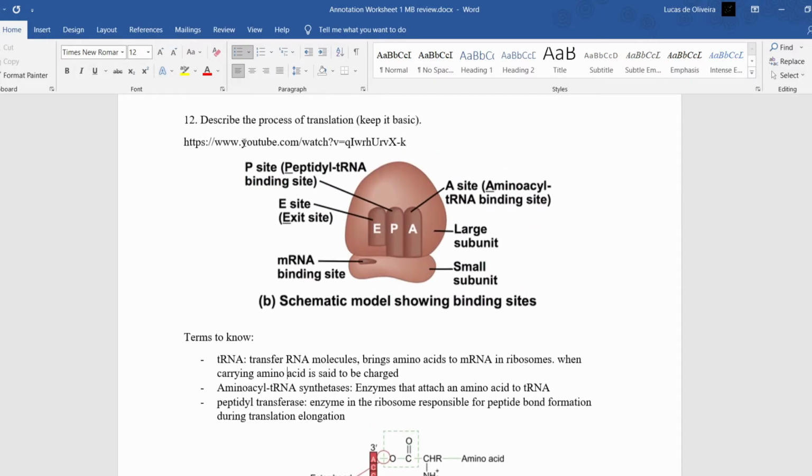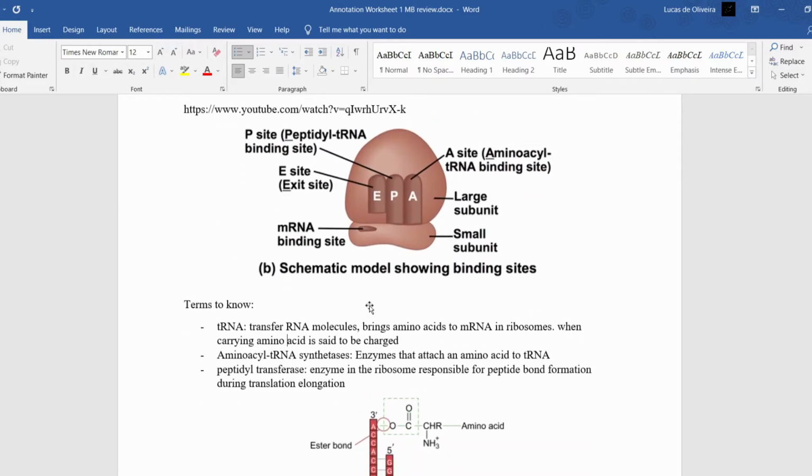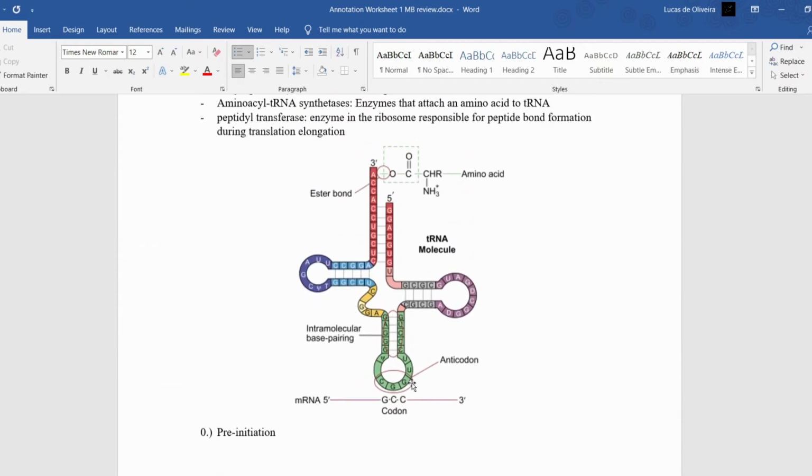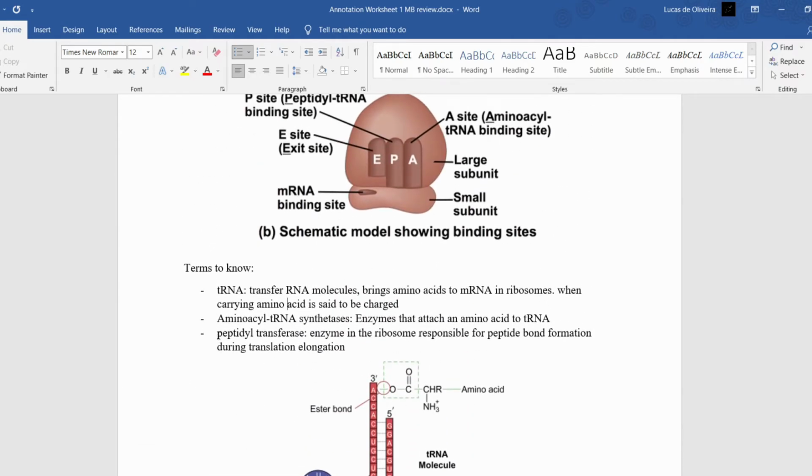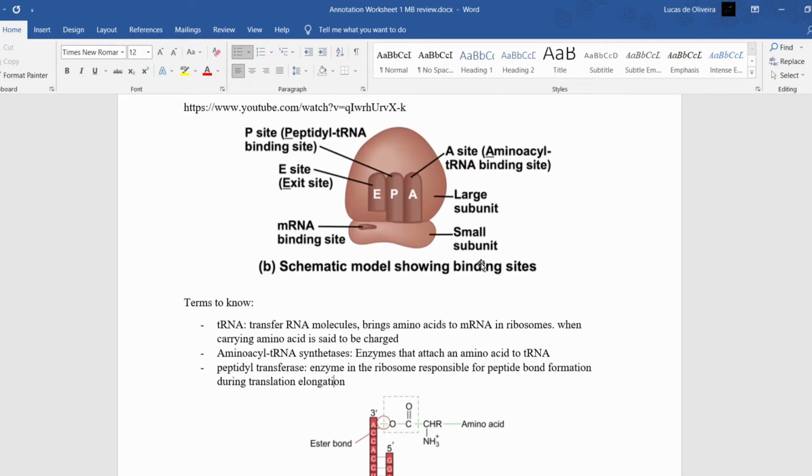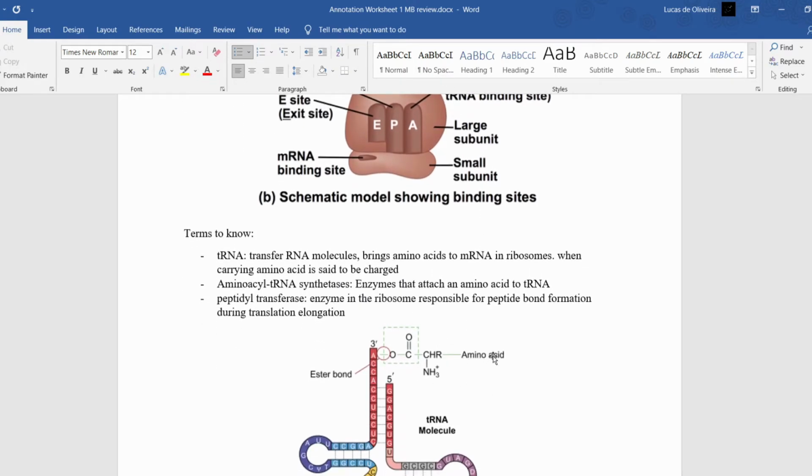When we get into the translation process in initiation and elongation, there's going to be peptidyltransferase activity that is actually a part of the ribosome, and this is when the amino acids are attached to each other, and this will make a little bit more sense.